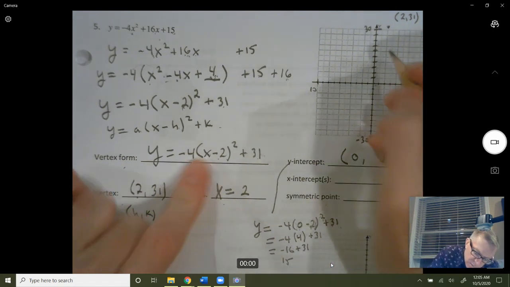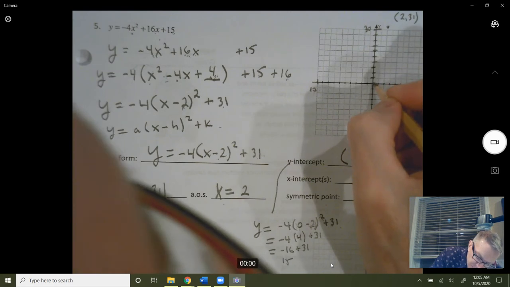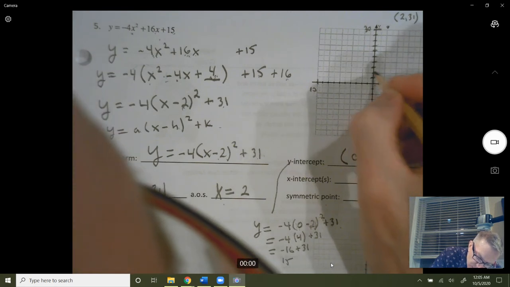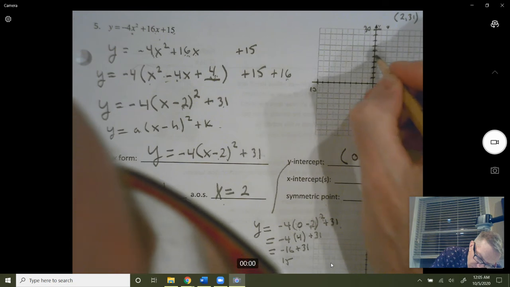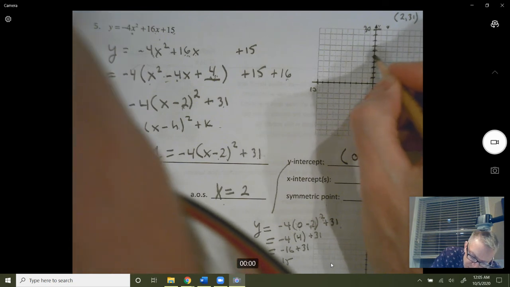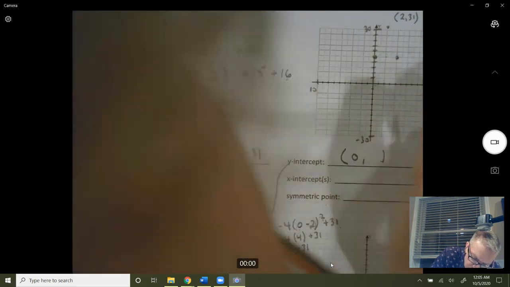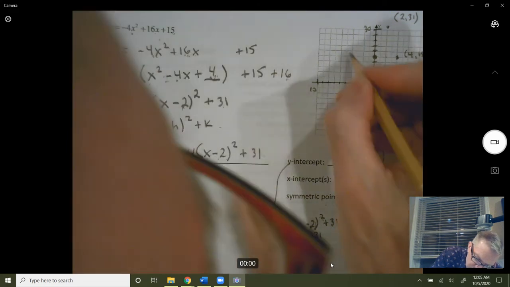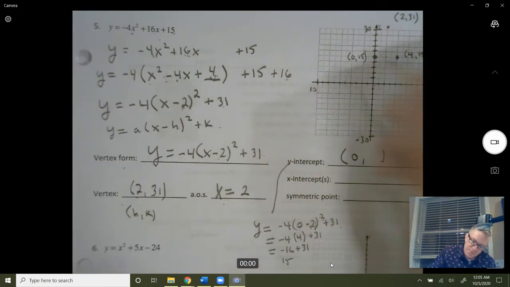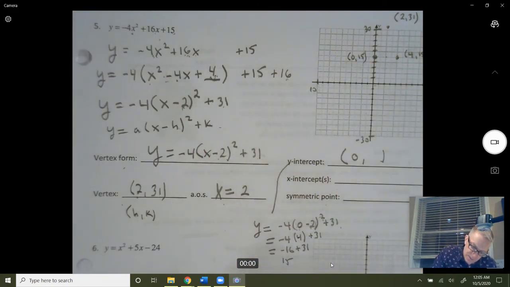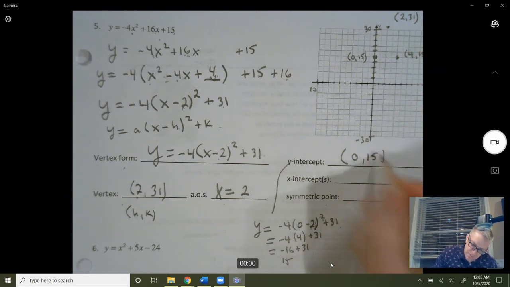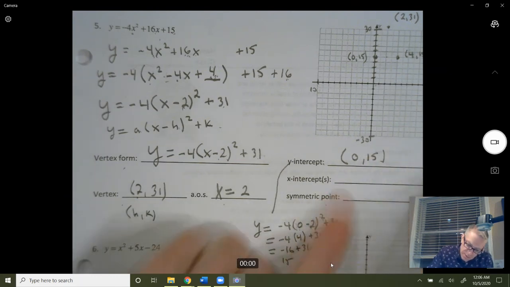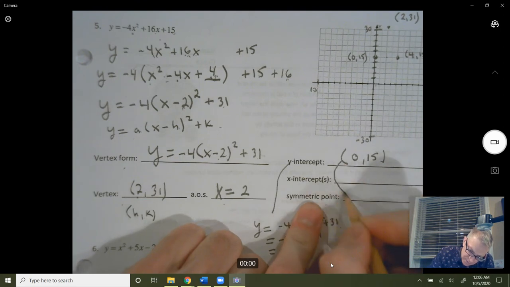Okay, so 15, these were going up by threes. 3, 6, 9, 12, 15. My symmetric point is going to be on the other side over here, and that's going to be 4 comma 15. 0 comma 15. Let's find our x-intercepts. Our symmetric point with this is going to be 4 comma 15.